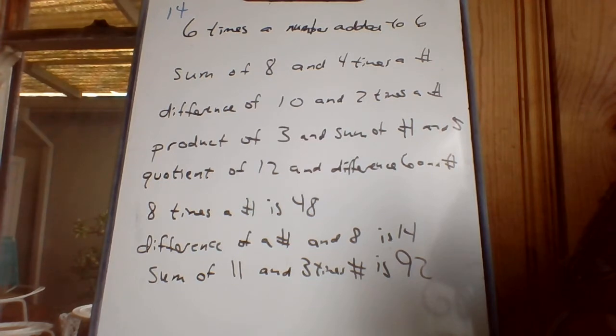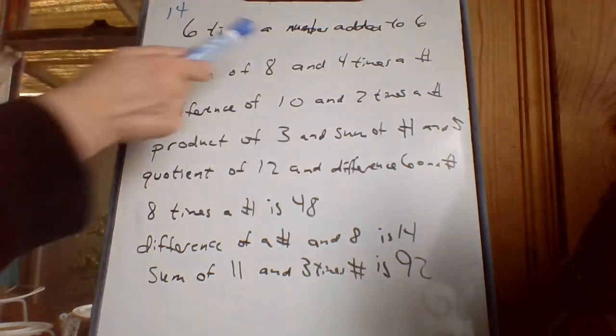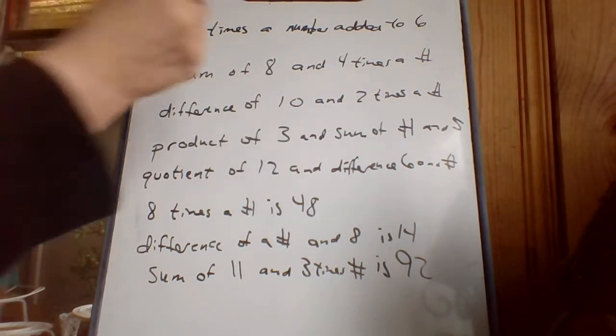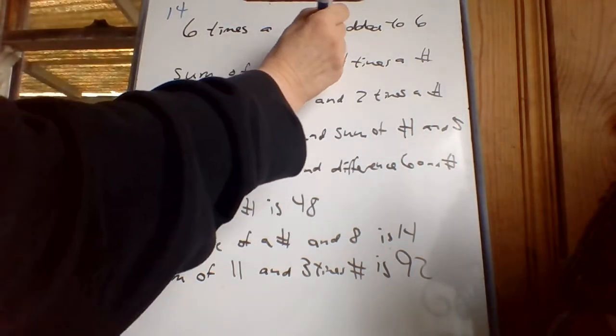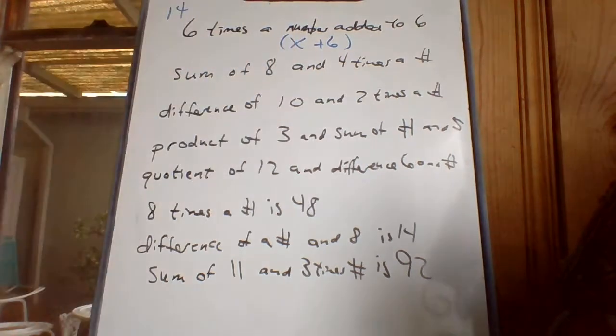All right, anytime you see the words "a number," or here I have abbreviated number by a tic-tac-toe board, that's where the x goes. Because of the way the English language works, it's best to start at the end of the phrase and then group things and go backwards. So, number added to 6. Group that and work your way backwards.